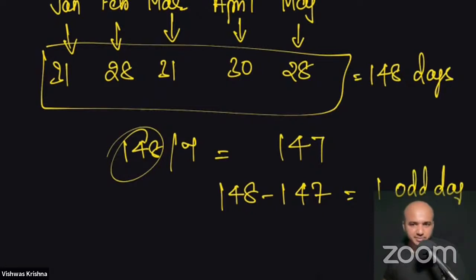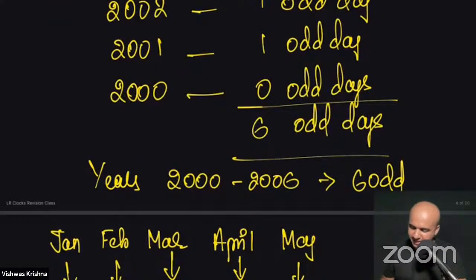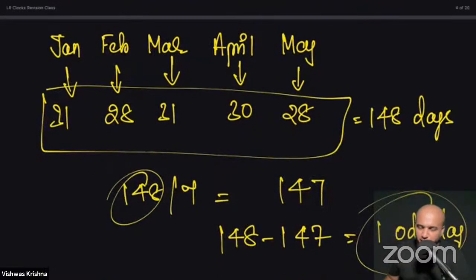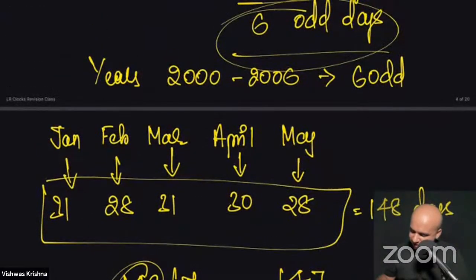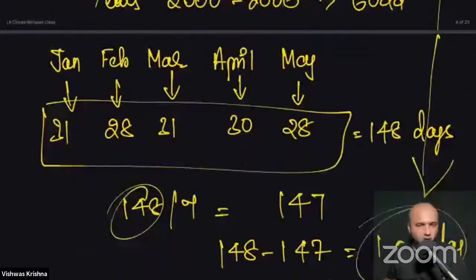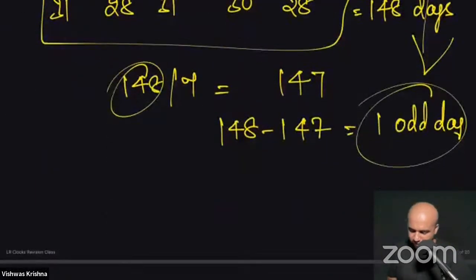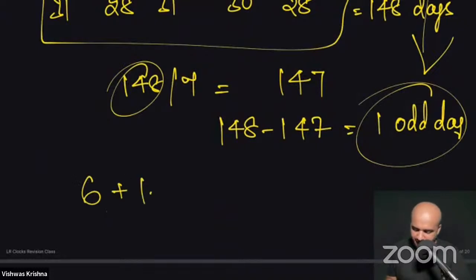I hope it is clear. Any doubts? Okay. So in terms of days, we have 1 odd day. In terms of years, we have 6 odd days. I hope it is clear. If you have any doubts, please do ask. Now, all that is left is to add this and this. That is 6 odd days in terms of years and 1 odd day in terms of days. So if you do that math, 6 plus 1, we will end up with 7 odd days.